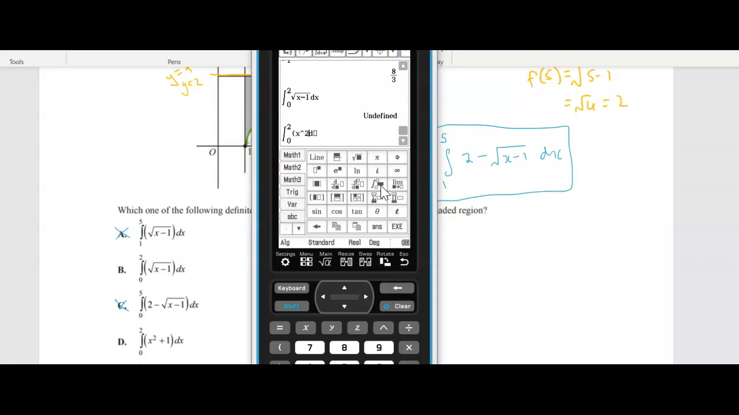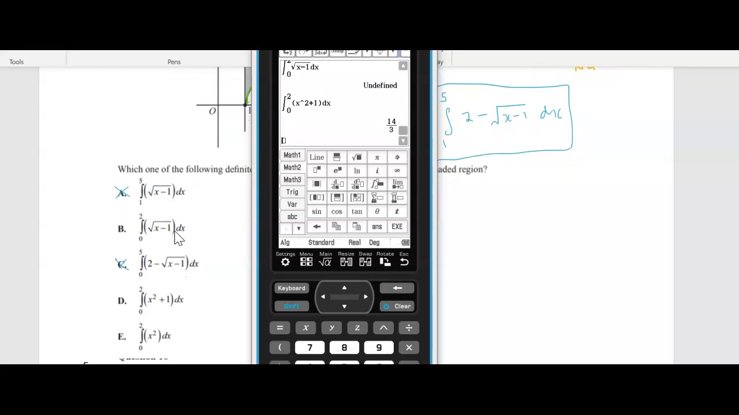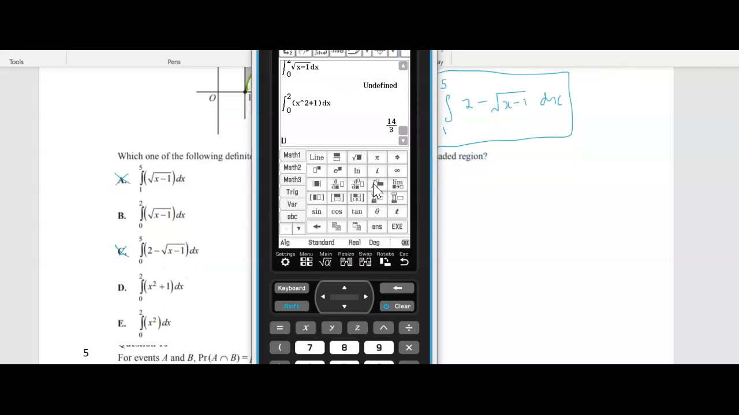Okay, x squared plus 1. And then the last one must be it, but we can't assume. Okay, so 0 to 2 x squared. So we kind of debunked all the rest. So I'm saying it is the last one. There we go. So it is E.